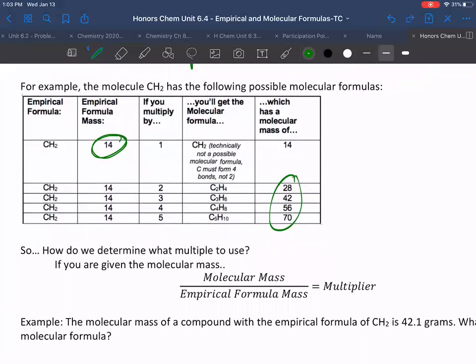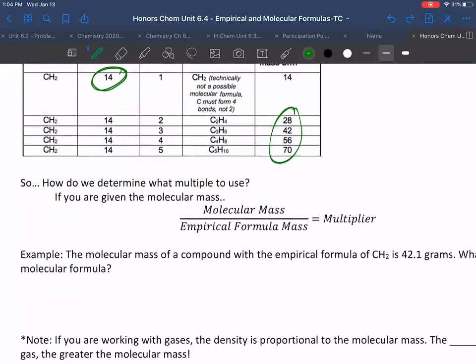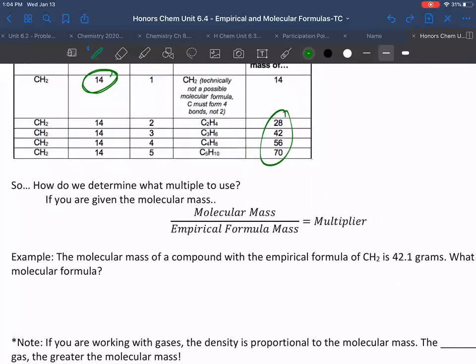And so we may be given problems where we need to determine what multiple to use. All you're taking is the molecular mass of the one in question, where you don't know what the molecular formula is. You divide it by the empirical formula mass, and then you get your multiplier. So the example here is, if we have a compound with an empirical formula CH2 and a molecular mass of 42.1 grams, what's its molecular formula?